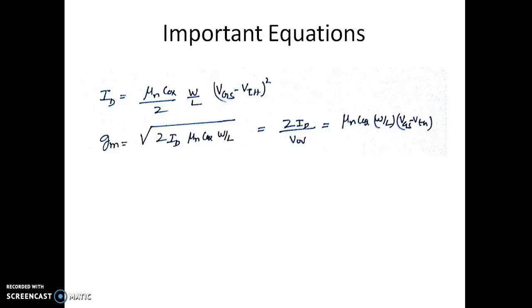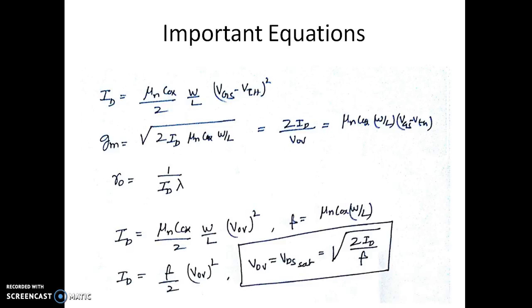So we know that ID is given by mu n Cox W by L into (VGS minus VTH) squared. So we are writing the transconductance equation in three different forms. One is in terms of the square root of 2 ID mu n Cox into W by L, another is in terms of ID and the overdrive voltage, and the other is in terms of W by L and the overdrive voltage. So these three equations will be used repeatedly in the design steps.